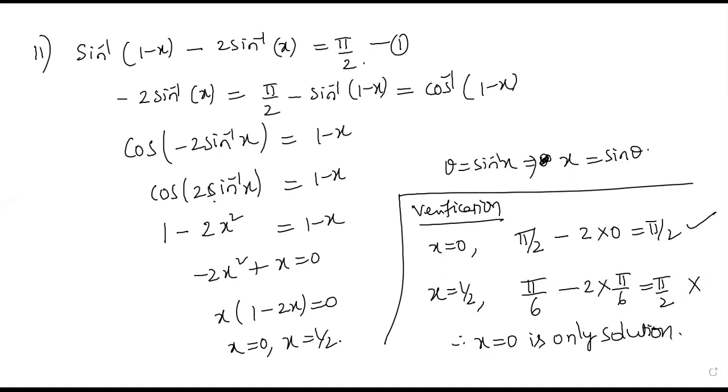So thus the number of solutions of the equation is 1. They are asking the number of solutions. Don't get confused. They are not asking the solution value. They're asking the number of solutions. So don't put option A. Option B is the correct answer.